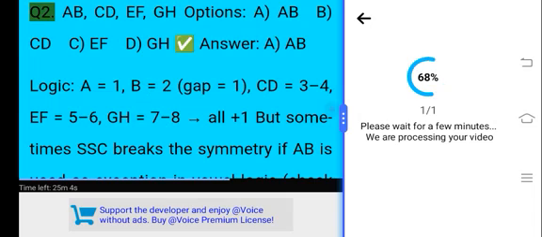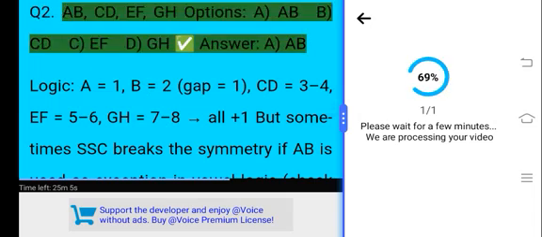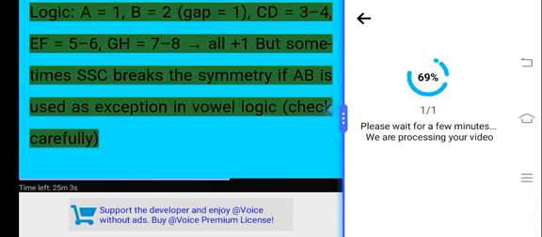Q2. AB, CD, EF, GH. Options: A. AB, B. CD, C. EF, D. GH. Answer: AB. Logic: A equals 1, B equals 2, gap equals 1. CD equals 3 to 4, EF equals 5 to 6, GH equals 7 to 8, all plus 1. But sometimes SSC breaks the symmetry, and AB is used as an exception in vowel logic.